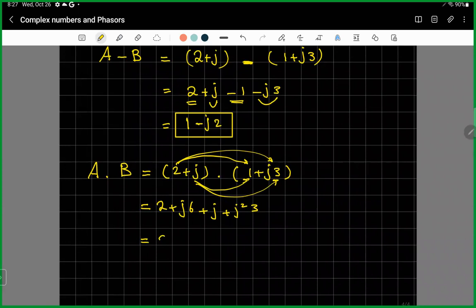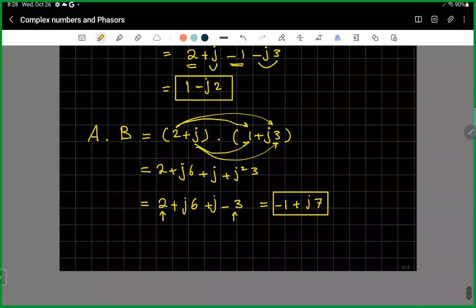Now 2 plus j6 plus j, and j squared is equal to -1. So -1 times 3 is -3. Add the real numbers 2 and -3, we have -1. And j6 plus j will be plus j7. All right, so that will be the multiplication.